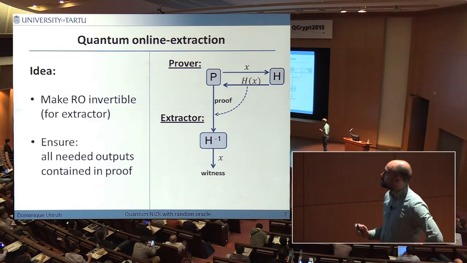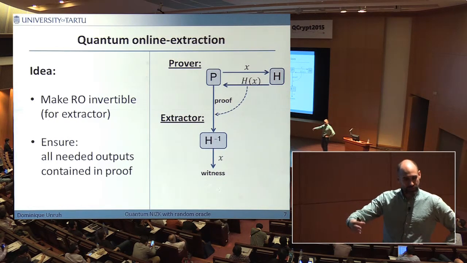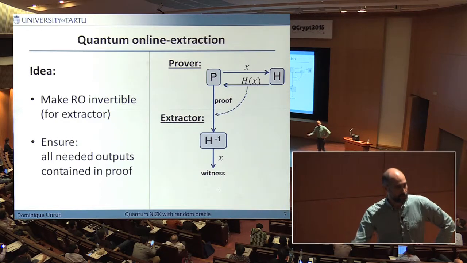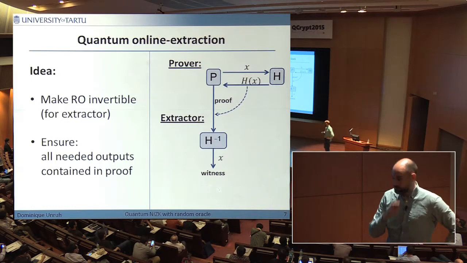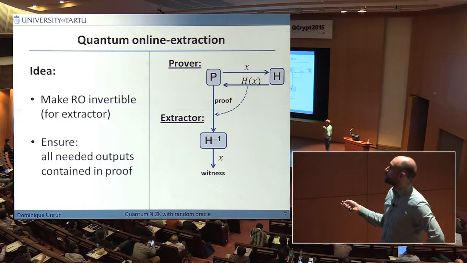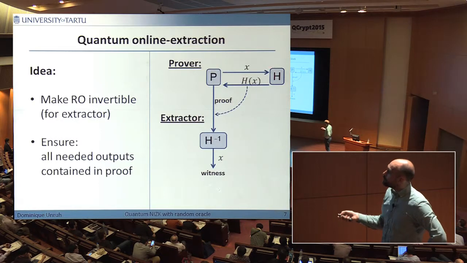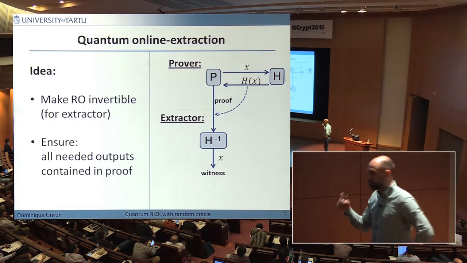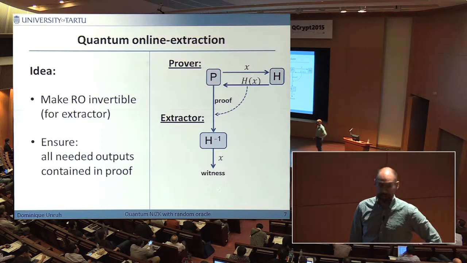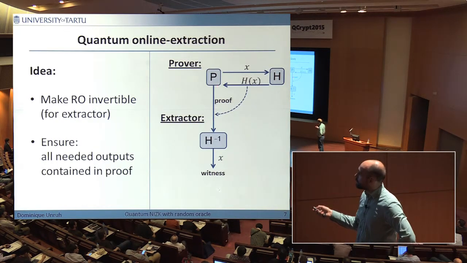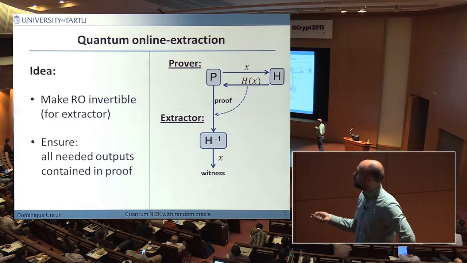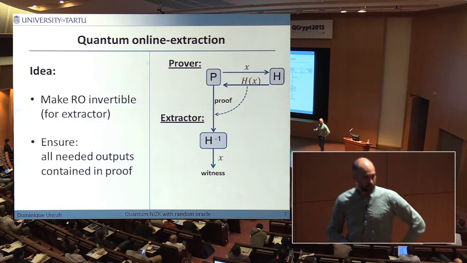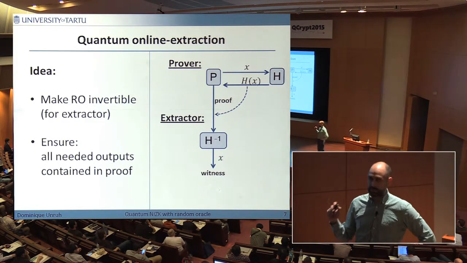The idea is to actually also extract the witness, but not from all the queries that are made, just by looking at the final result. So what we do is we have the prover who communicates with the random function, and we make this random function invertible. We will see in a moment why we can do something as weird as that. And then the extractor who gets the proof from the prover just looks at all the hash values that are in the proof, inverts the random oracle, and gets the witness from that. That's the basic idea. So how can we achieve this idea?